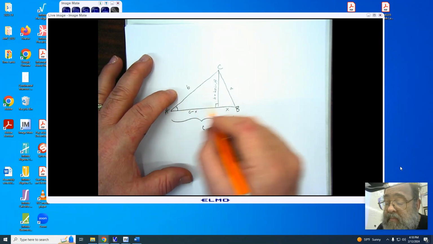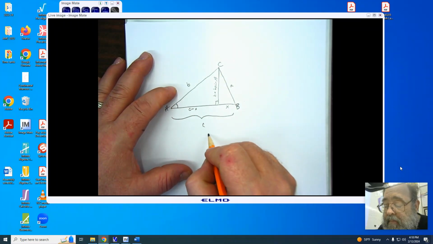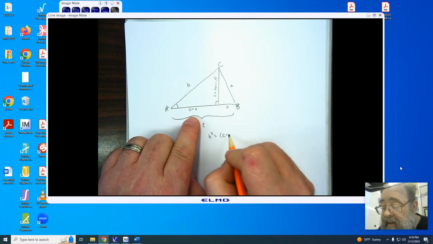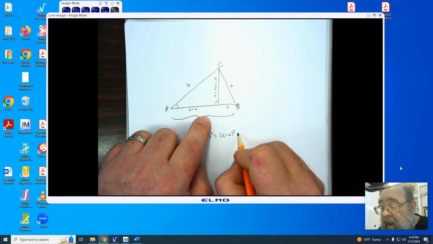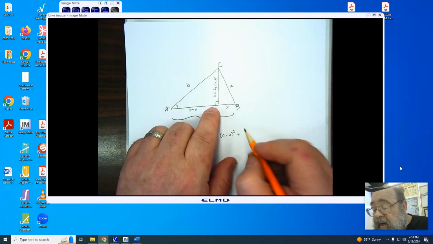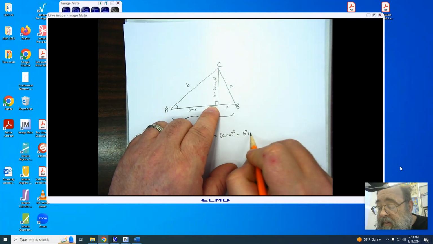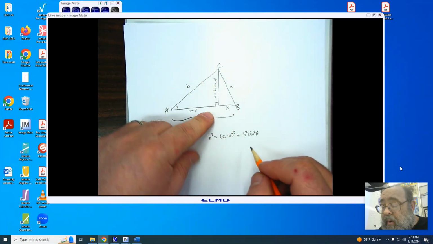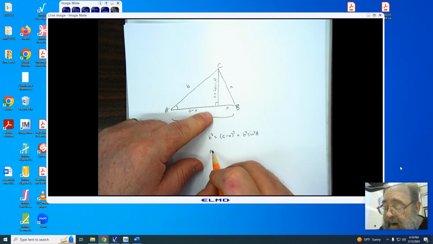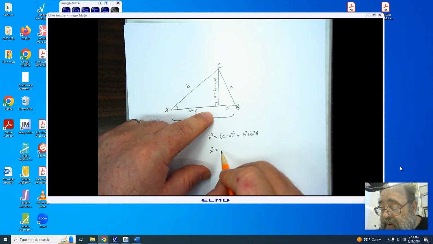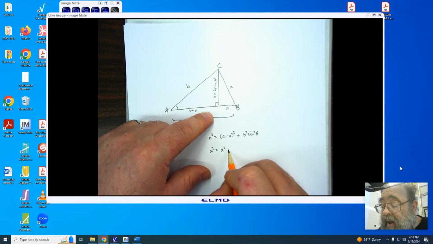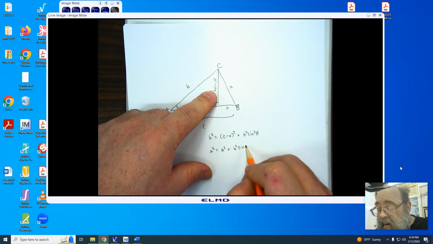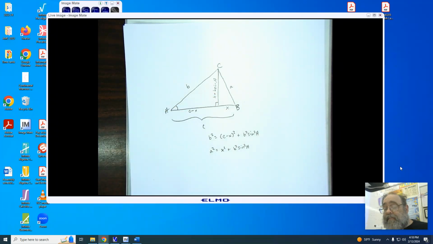So if we work with this bigger right triangle, we have B squared has to equal its side, C minus X, the quantity squared, plus the side, which is our height, B squared sine squared A. We also have this smaller triangle here, and we can see that that's going to have the hypotenuse A squared equal to X squared plus, once again, B squared sine squared of angle A.